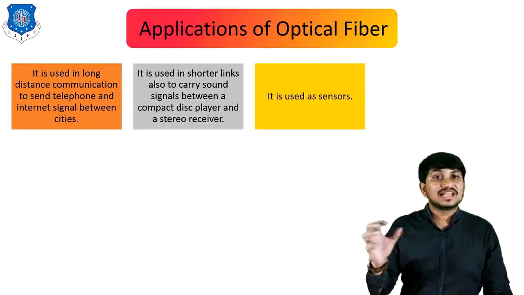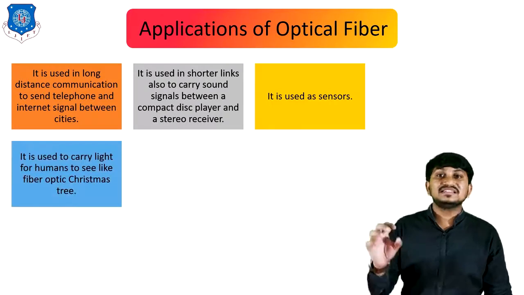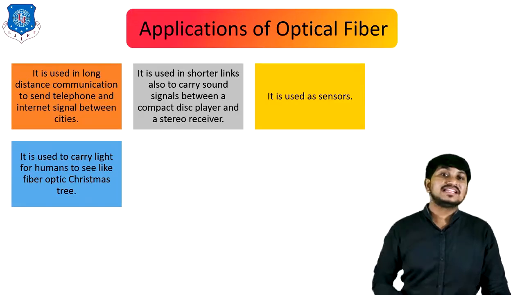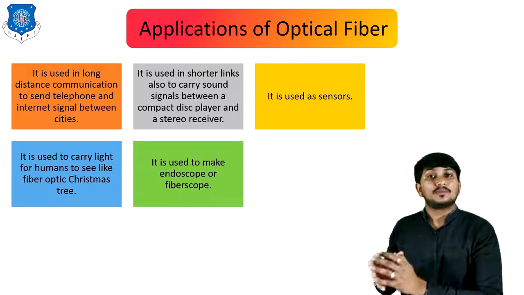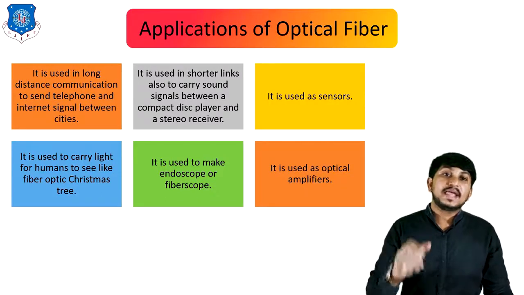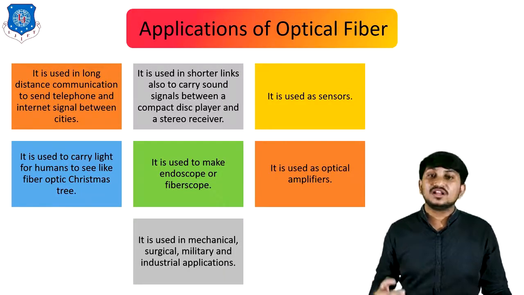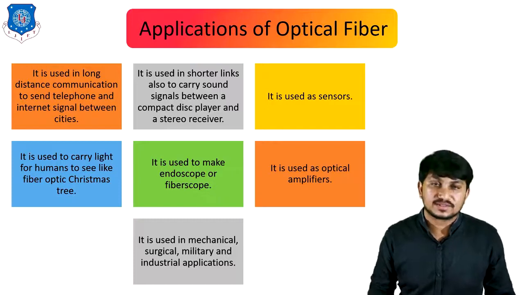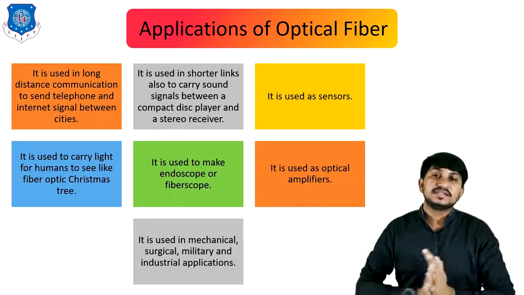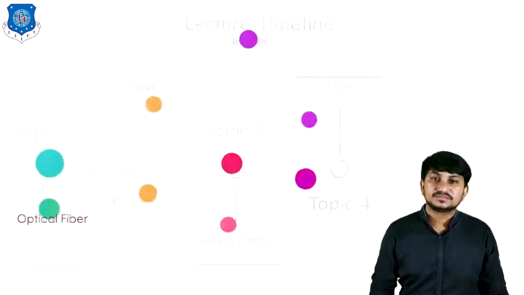It is used as a sensor in a number of medical instruments. It is used to carry light for humans to see, like fiber optic or Christmas trees. It is used to make endoscope or fiberscope. It is also used as optical amplifiers. And lastly, it is used in mechanical, surgical, military, and industrial applications. So these are the various applications of optical fiber. That's all about the material of optical fiber.